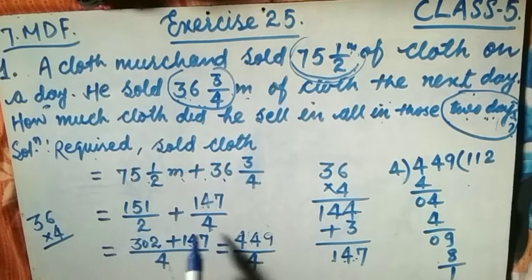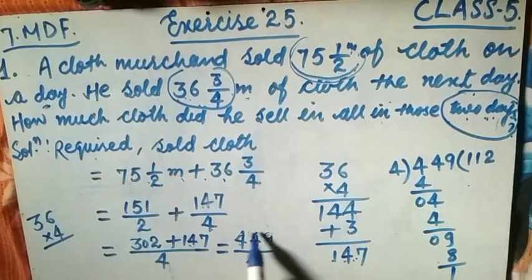Now take the LCM of 2 and 4. Divide this 4 by this 2, we get 2, and 2 multiplied by this 151 is 302. Here is the plus. Now this 4 is divided by this 4, becomes 1. 1 multiplied by 147 is as it is. Now add their values, numerator 449 divided by 4.